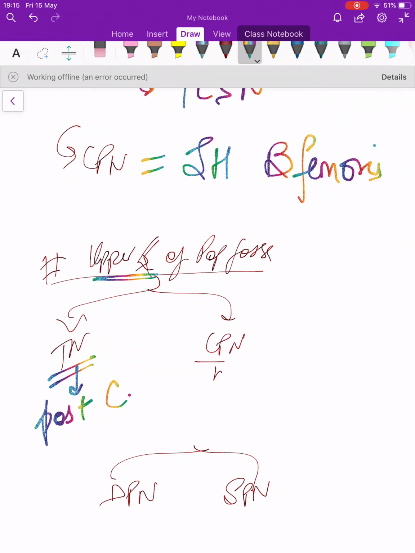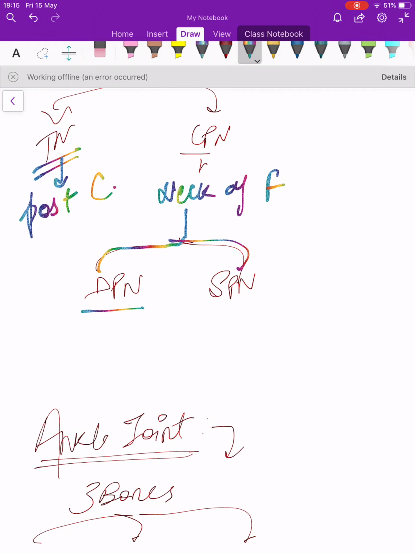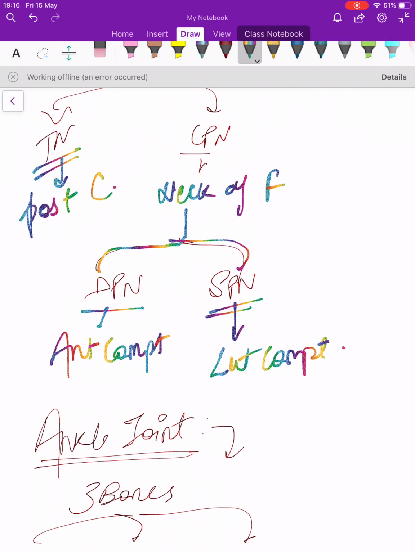And the common peroneal nerve winds around the neck of the fibula and divides into the deep peroneal nerve and the superficial peroneal nerve. Fine. So the deep peroneal nerve is the nerve of the anterior compartment of the leg. And the superficial peroneal nerve is the nerve of the lateral compartment of the leg. Right.